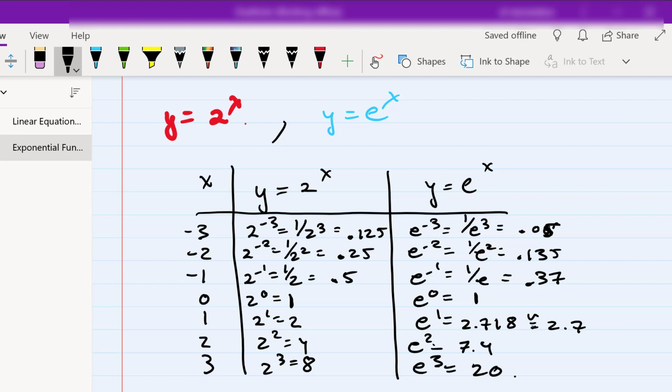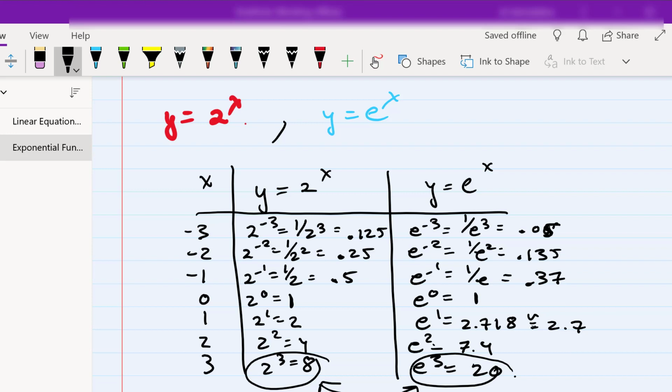Do you see it increases the number? Here, 2 cubed was 8. And e, which is slightly bigger than 2, which is around 2.7 cubed, is 20. So there's a large variation.